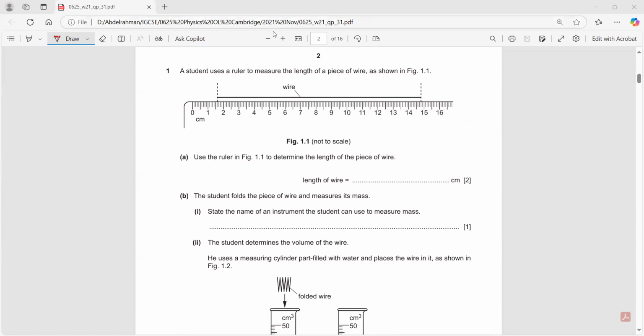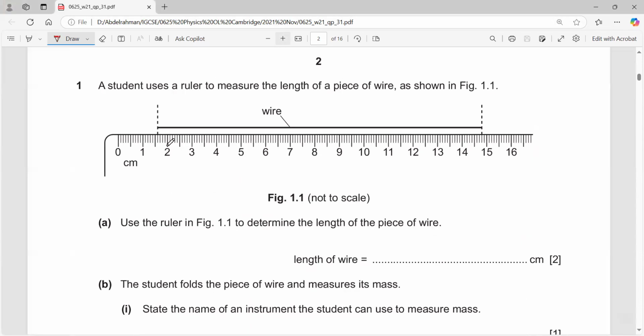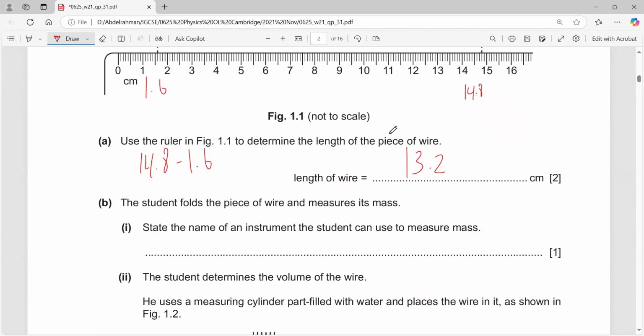Because the wire started at 1.6 and it ended at 14.8. So can I subtract 14.8 minus 1.6? Yes. 14.8 minus 1.6 gives you a final answer of 13.2. The student folds the piece of wire and measures its mass.